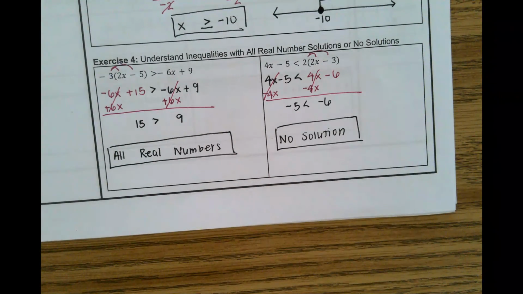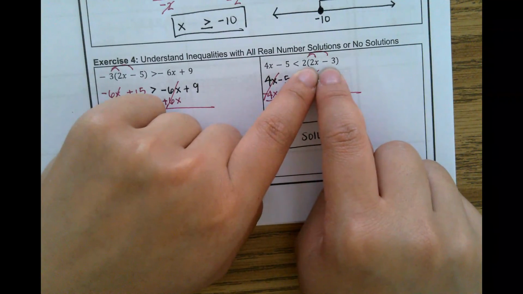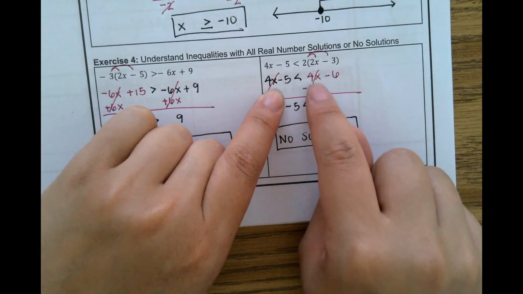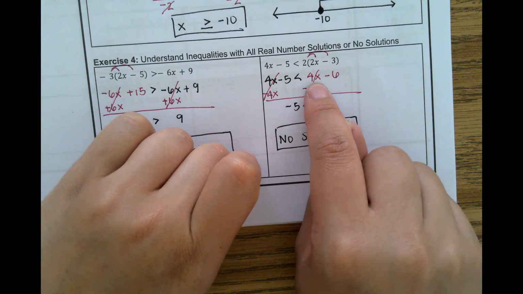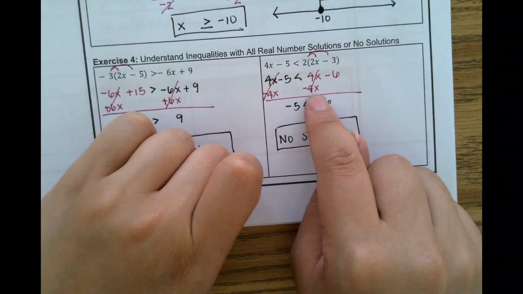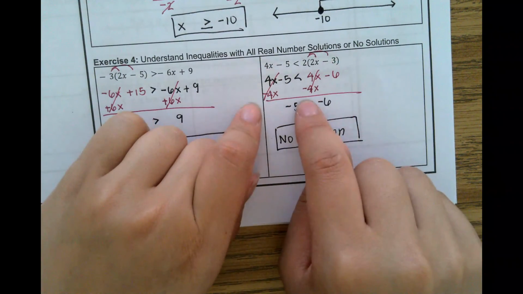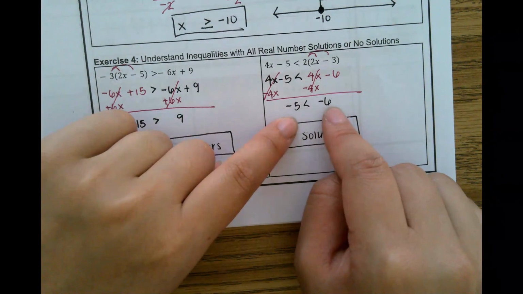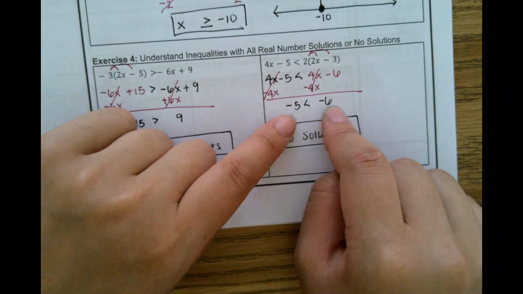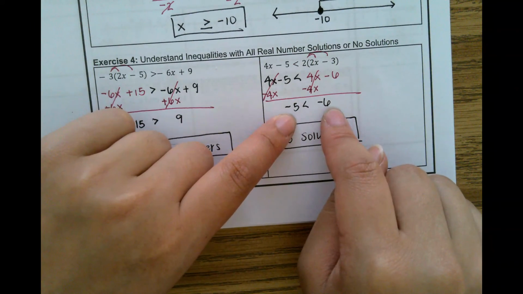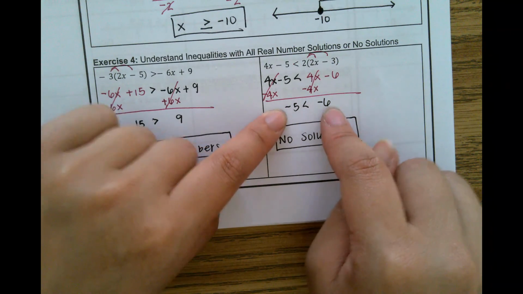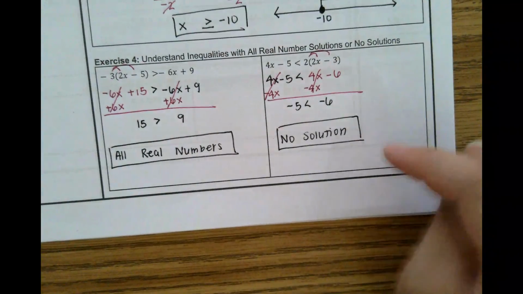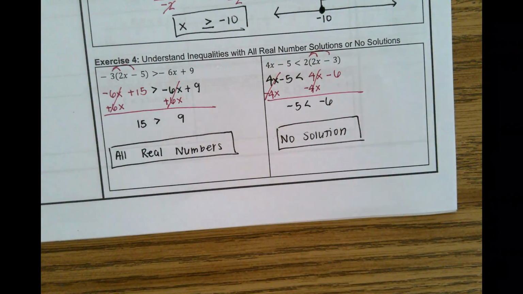For this one, again, I started by distributing. That should be 4x minus 6. Then, since I have variables on both sides, I'm going to move it all to the left side. Since this is a positive 4x, I want to move it to the other side by subtracting. However, when I do that, I end up with negative 5 is less than negative 6. This is false. Negative 5 isn't smaller than negative 6. As a result, when we arrive at a false statement like this, the answer is no solution. Meaning, no matter what number you choose to plug in for x, this will never be true.